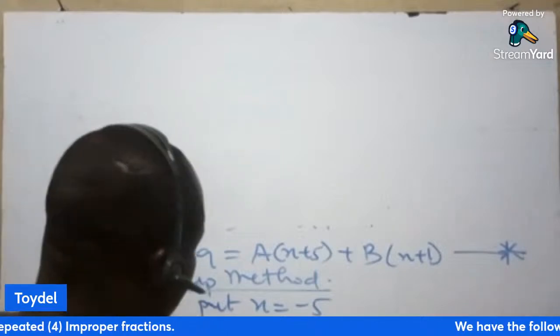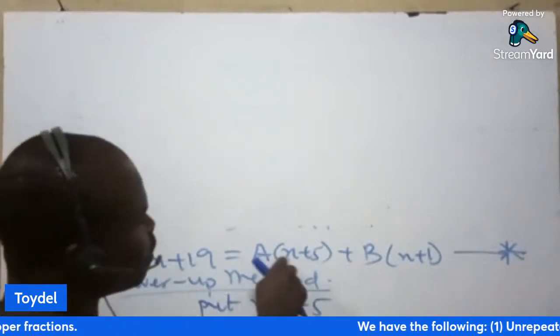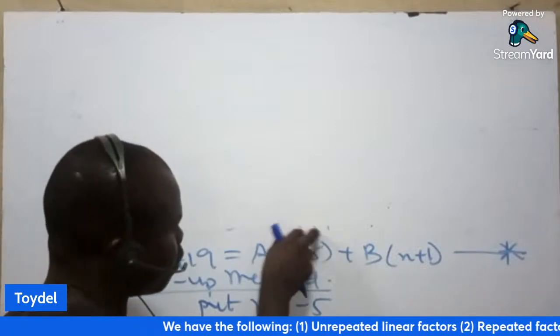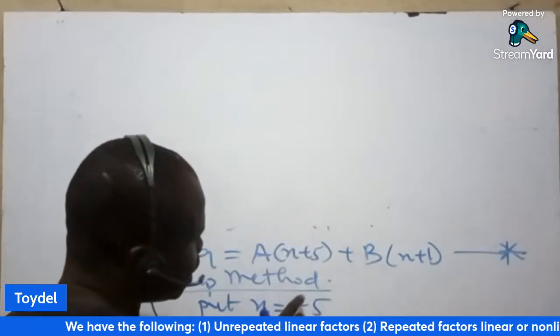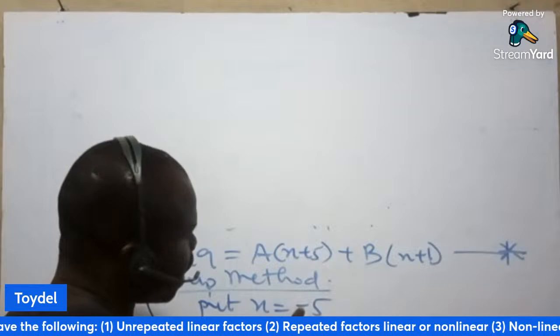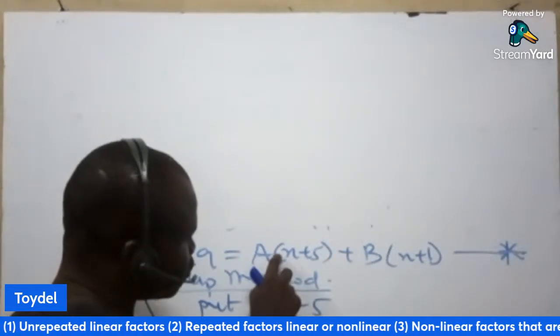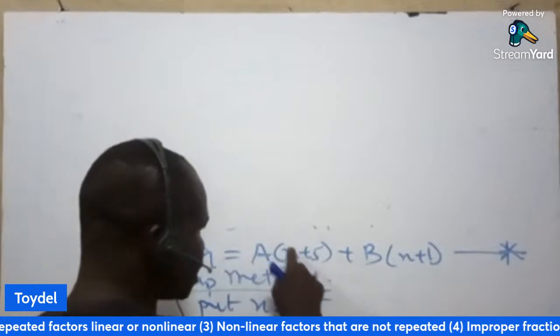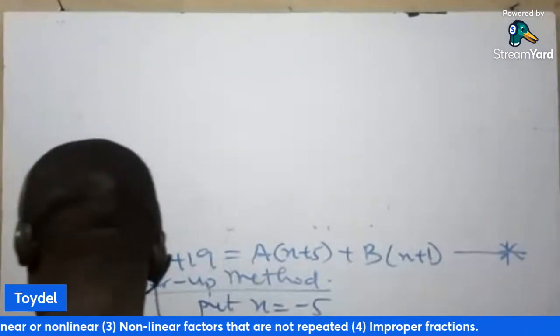Under the cover-up method, just think of the value of x. What will be the value of x here that will make this part vanish? In this case we have x plus 5. So if I assume x to be minus 1, then minus 1 plus 1 will be 0. So 0 times a, everything vanishes here. Then I'll substitute the value into the other.